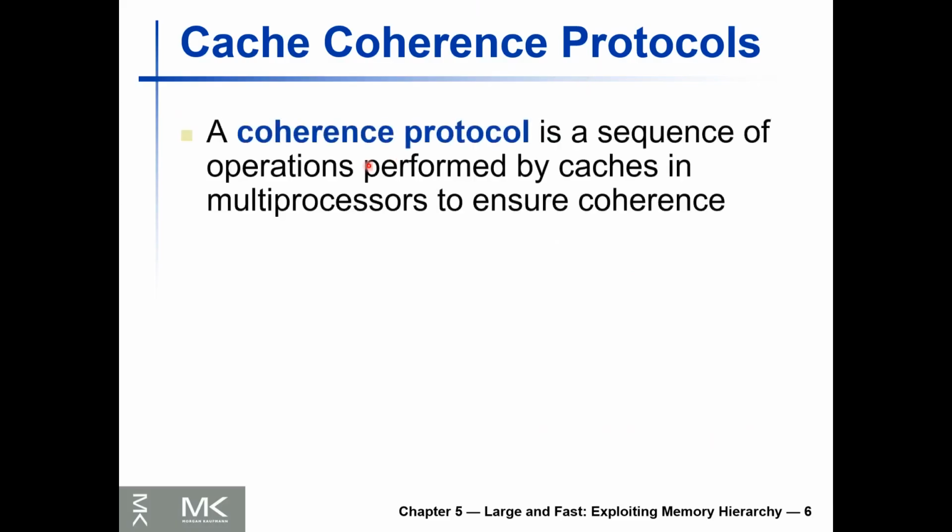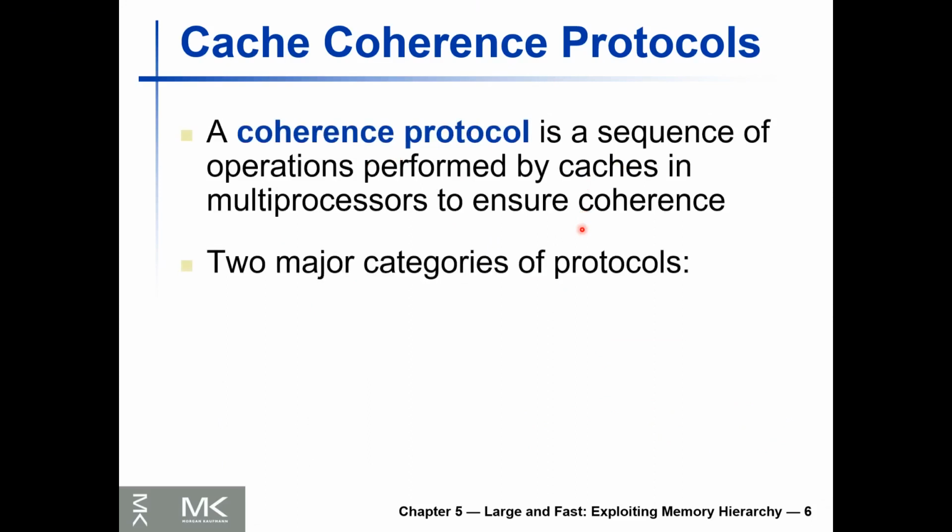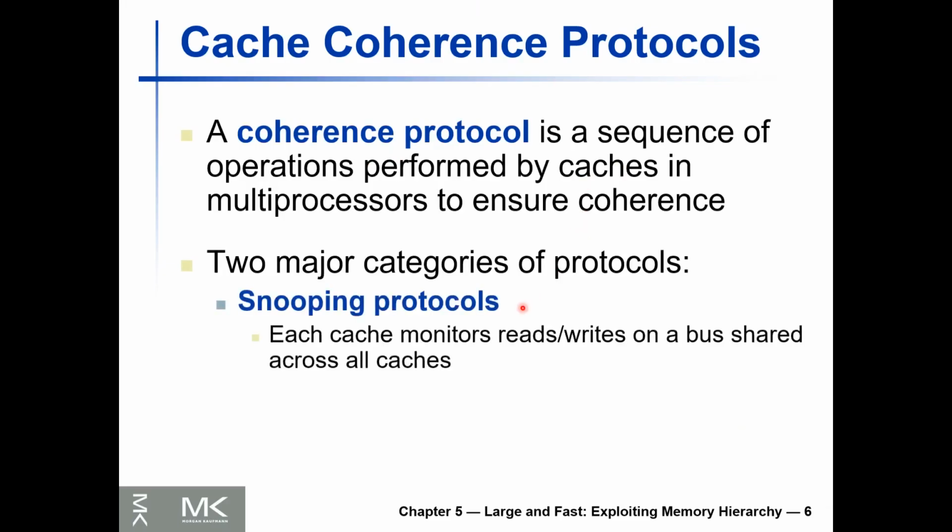A cache coherence protocol is a sequence of operations that caches perform to ensure, when you have multiple processors, that the caches are coherent. It's something that the caches do to make sure that whenever there's a value in multiple caches, that value is coherent across all the caches and different processors are not accessing incoherent data. There are two major categories of coherence protocols. One major category is snooping protocols.